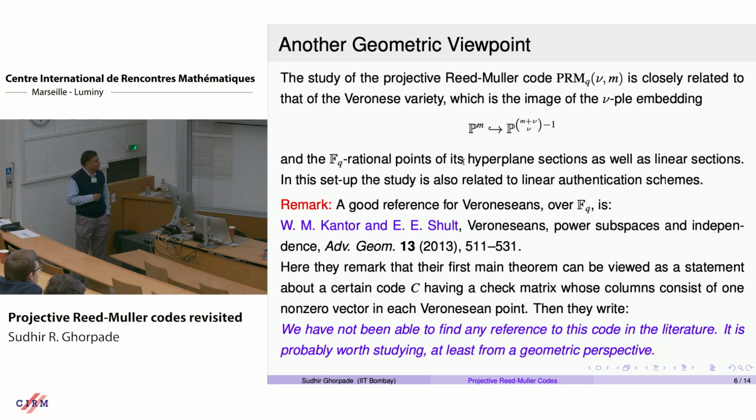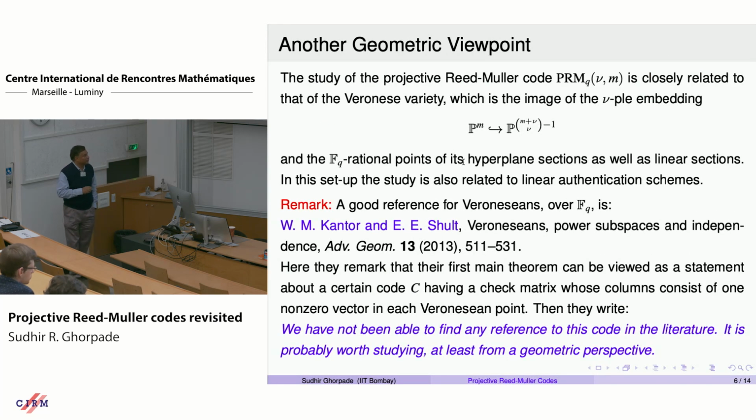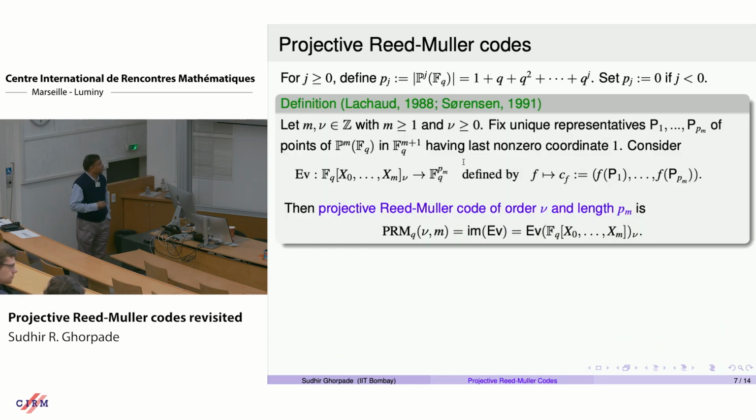And they make an interesting remark there that we have not been able to find any reference to this code in the literature. It is probably worth studying at least from a geometric perspective. As it turns out, if I showed you this paper, this was actually studied essentially 25 years ago. So this code that they talk about is nothing but the dual of the projective Reed Muller code. Anyway, so let's define the projective Reed Muller code.